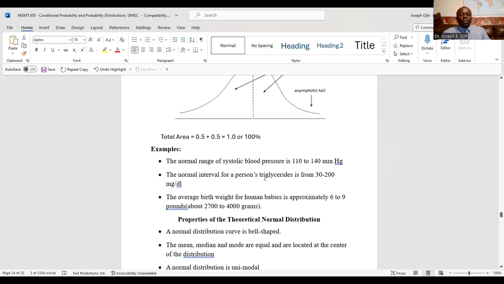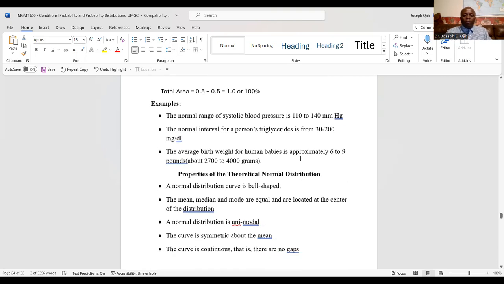The normal interval for a person's triglycerides is 30 to 200 milligrams per deciliter. If it's bigger than that, not normal. If it's less than that, not normal. The average birth weight for babies is 6 to 9 pounds. Less than 6 pounds is underweight, which is not normal, and above 9 pounds is overweight, which is again not normal. So that will give you an idea of what we use the normal distribution to model.